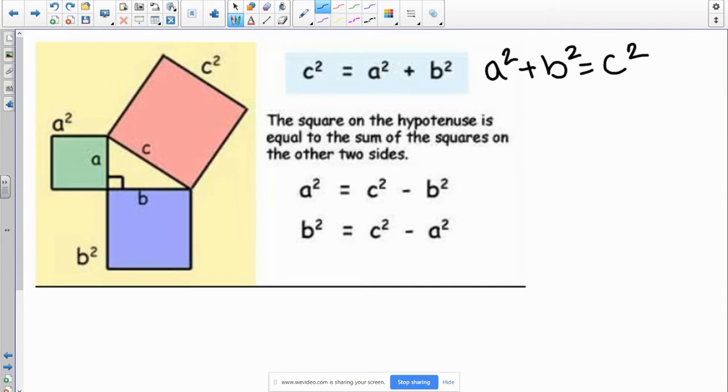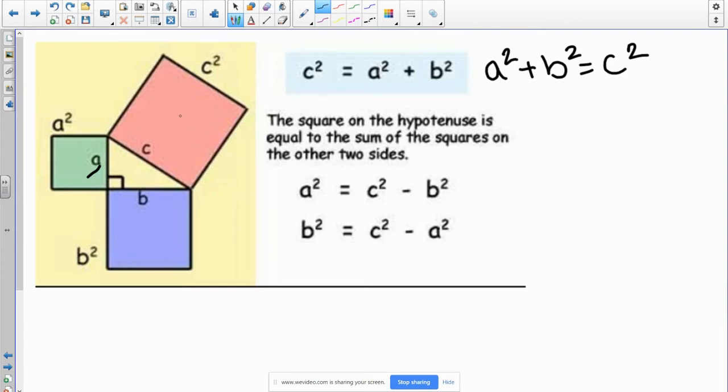And just to remind you, a and b, so this a and this b, which are the two sides that make up the 90-degree angle, are your legs, and then c is your hypotenuse. So yesterday you learned that if you take the area of the square of a and the area of the square of b, so a squared plus b squared, that will equal the area of c squared. And so that's where this formula comes up.